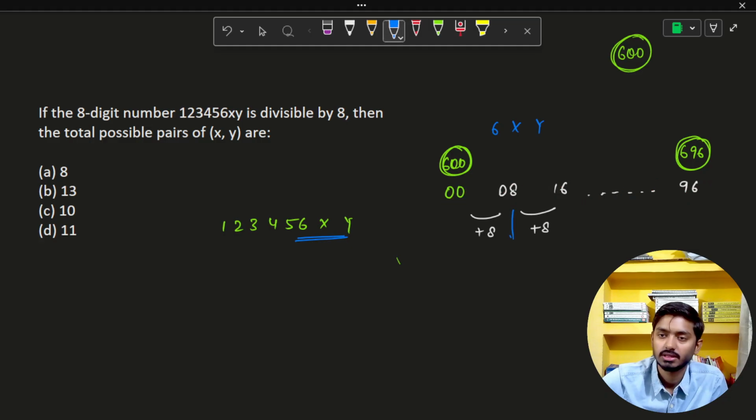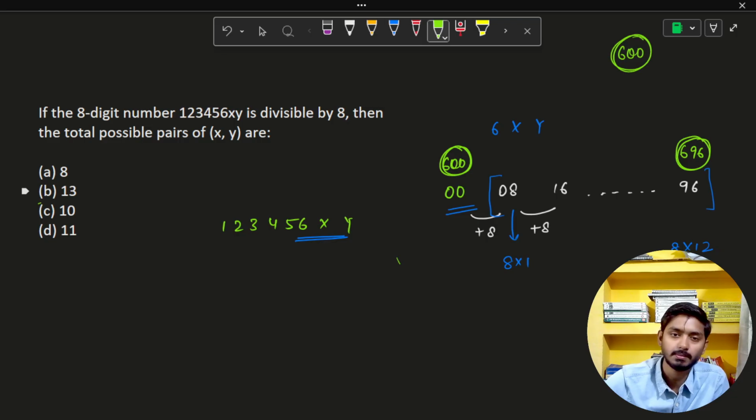So this is 8 times 1 and this is 8 times 12. So there are 12 pairs over in here and 1 more. So our final answer would be option B.